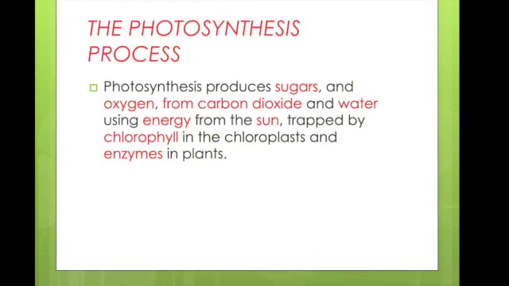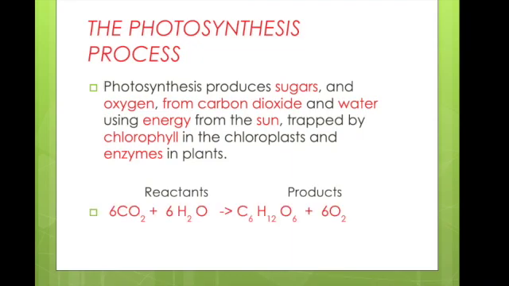Photosynthesis, going through that process, is to take the sun and water and carbon dioxide to produce energy. So we're looking at the reactants, which are on the left, and then the products, which are on the right. So it takes CO2 and H2O and sun to produce glucose, sugar, and oxygen.